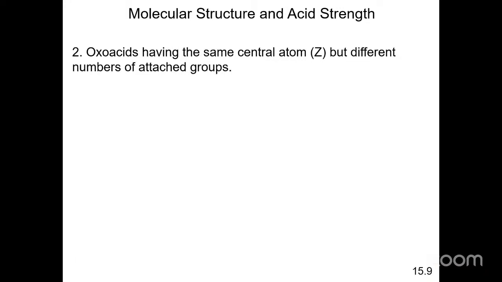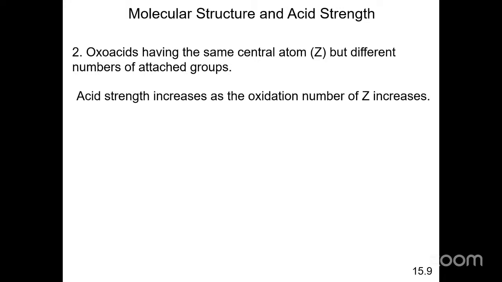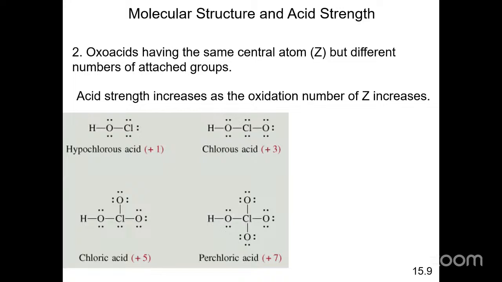So in the next slide, what happens if we have the same central atom Z, but they're bonded to different numbers of attached groups? And usually these attached groups are oxygen atoms. So for comparison, let's look at hypochlorous acid, which has this structure, compared to chlorous acid, which has this structure, compared to chloric acid, and then we have perchloric acid. So you'll notice as you go from one to the other, what's happening? The number of oxygen atoms around the chlorine increases, right?